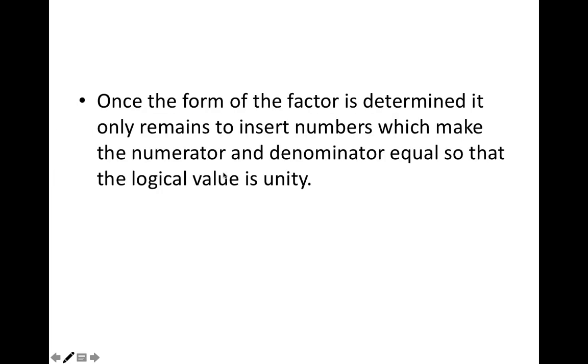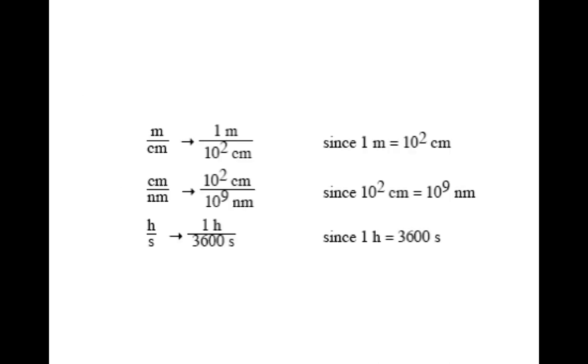Once the form of the factor is determined, it only remains to insert numbers which make the numerator and denominator equal so that the logical value is unity. So then after that, we just put our values in. Once we have the proper units in the right location, then we put our numbers in and we multiply out by the conversion factor.